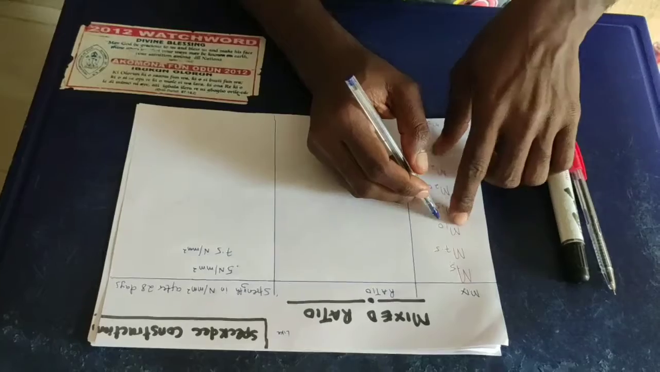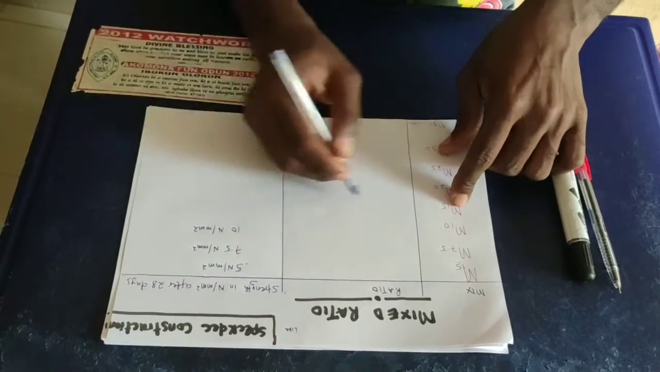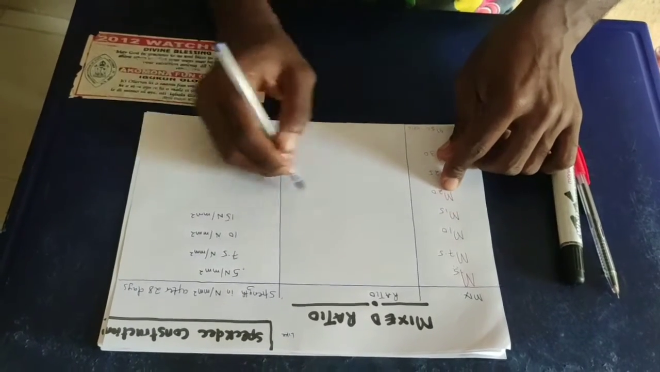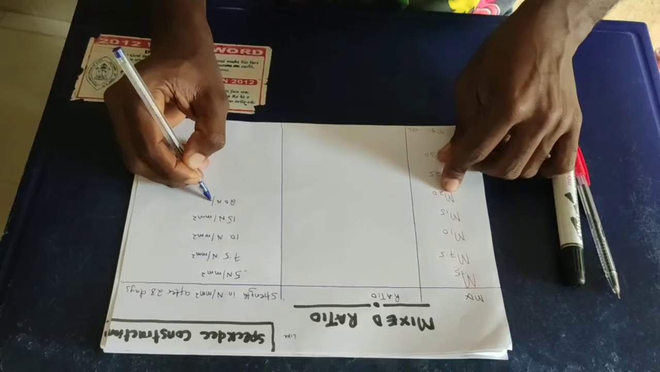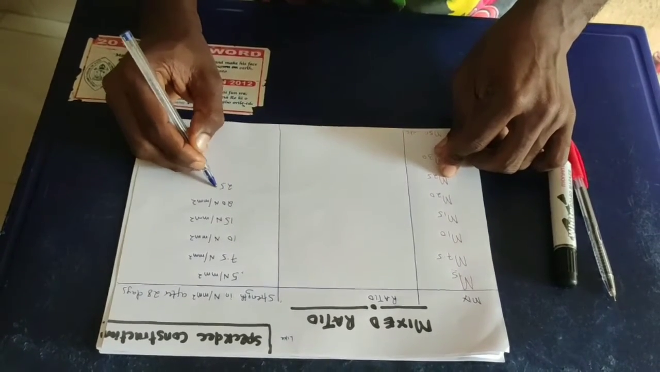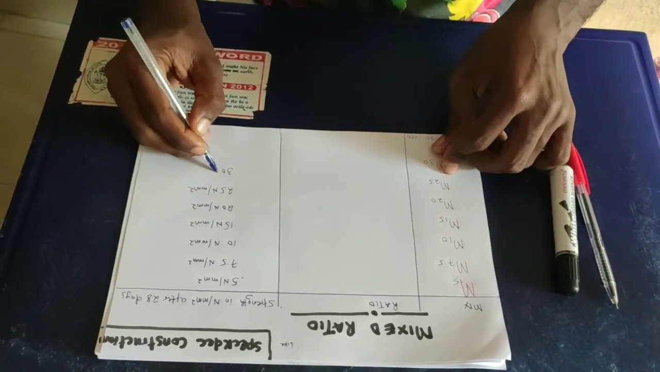And likewise, M10 will give you 10, M15 will give you 15, M20 will give you 20, M25 will give you 25, M30 will give you 30.